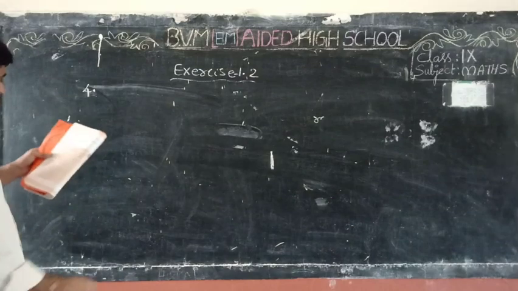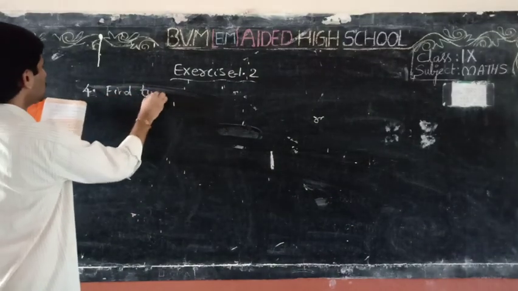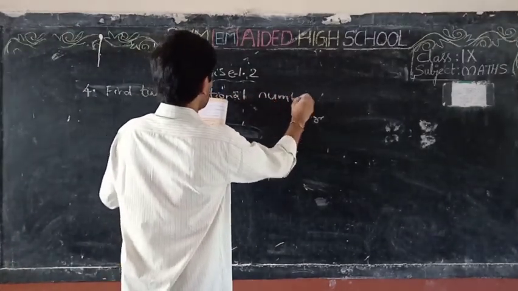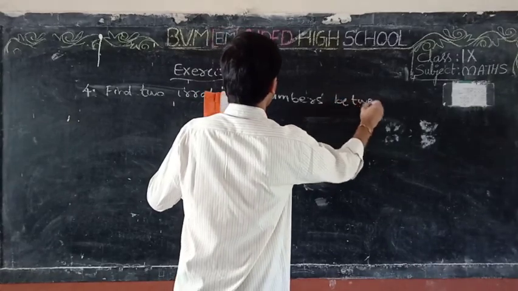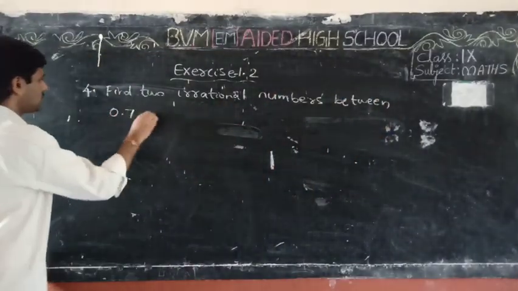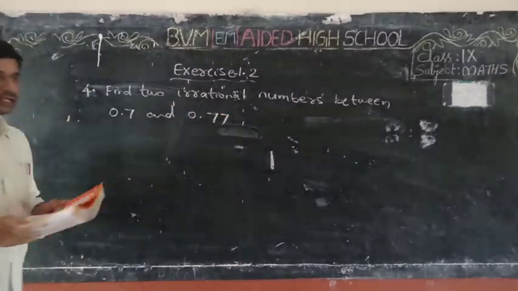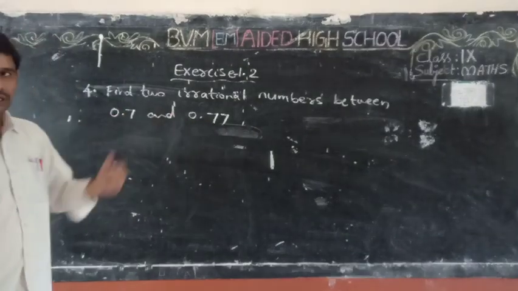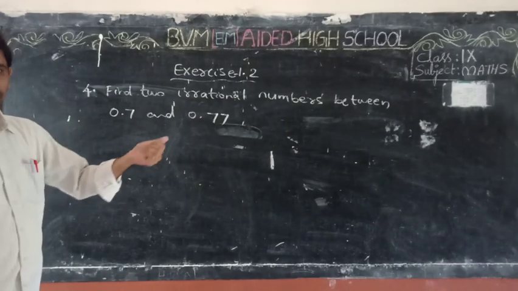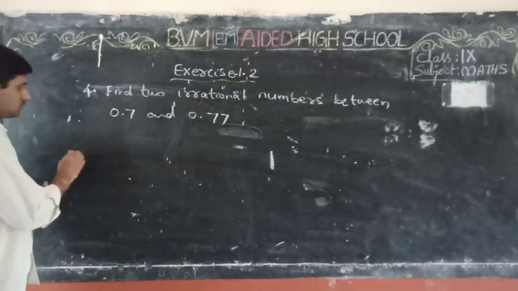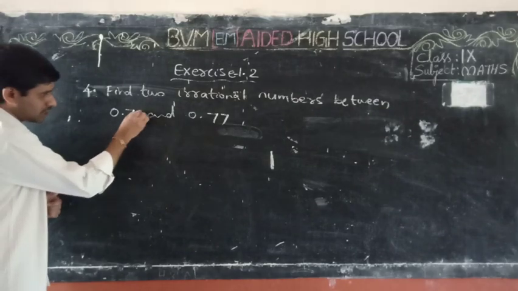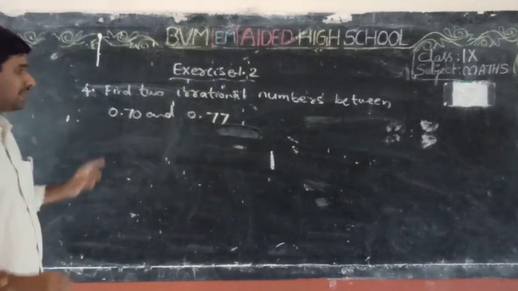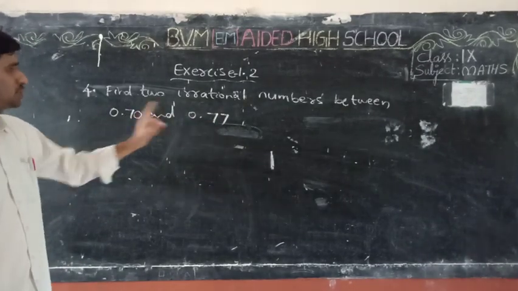Next, fourth question. Find two irrational numbers between 0.7 and 0.77. Here both are decimal numbers. It is a terminating decimal, it is also a terminating decimal. If decimals are given, directly write non-terminating, non-recurring decimals between these two terminating decimals. So here 0.7 means you can write it as 0.70 or 0.700. So between 0.70 and 0.77, write a non-terminating, non-recurring decimal.